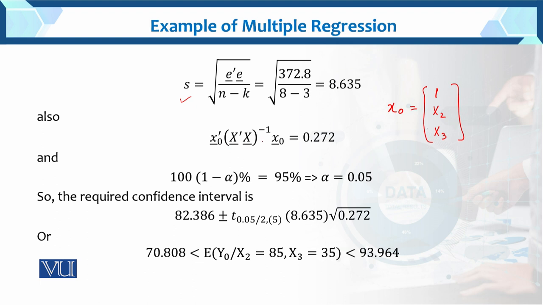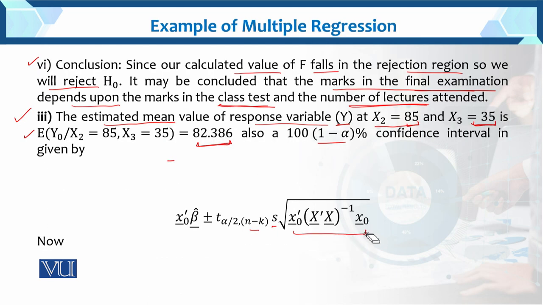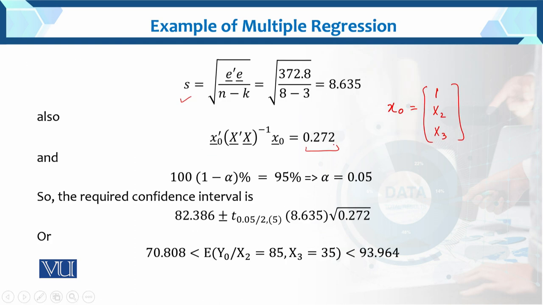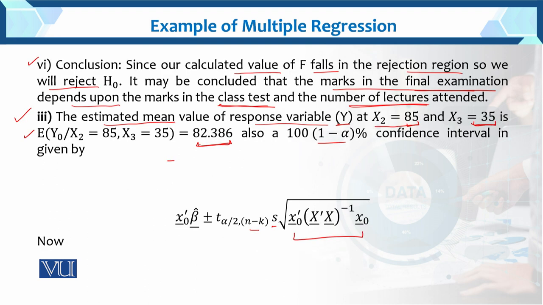Then x transpose x inverse this. तो final हमारे पास जो within bracket values है, means हमारे पास जो ये value है, इसका result आ गया है 0.272. And you know that the 100% into 1 minus percent, which is equal to 95%, we have 95% confident that our mean values lie in this limit. So alpha, which is equal to 0.05, 82 point this, ये हमने लिए. This is the value 82.386.